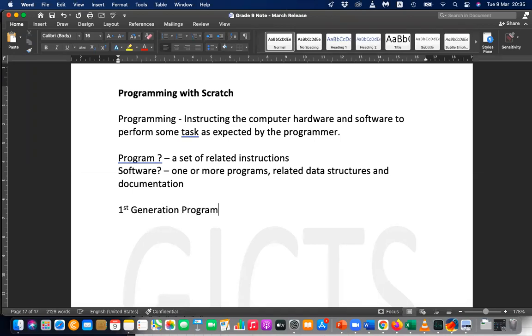And now tell me, what is a first generation programming language? What is that? First generation programming languages are called machine languages. Can anyone explain the meaning of machine language? What is a machine language?